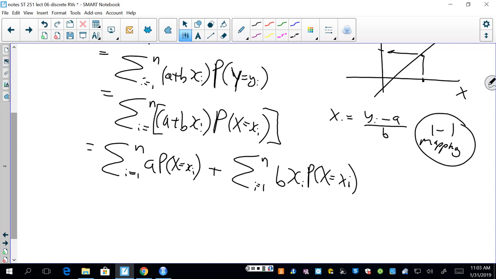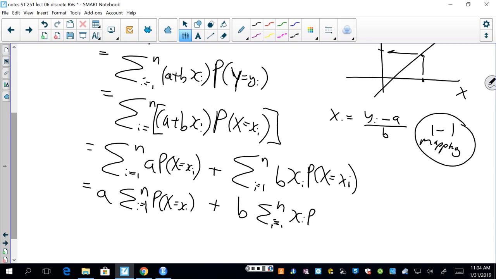So if you're doing a summation like this with a constant times something, that's like a times the probability of the first value, plus a times the probability of the second value, plus a times the probability of the third value, and so on. We can pull that a out, times the probability that x equals xi. Over here, we can pull the b out because it's just a constant. Every term is multiplied by b, so you can factor out that constant. And there's xi, probability x equals xi.